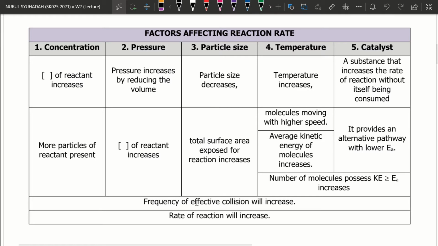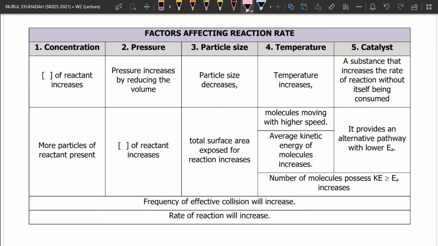So how does effective collision occur? When the reactant has enough energy to react, which is our activation energy, the minimum amount of energy, and then the reactant particles collide in a correct orientation. Then we have an effective collision. So how do we increase this effective collision to increase our rate? Let's take a look one by one.